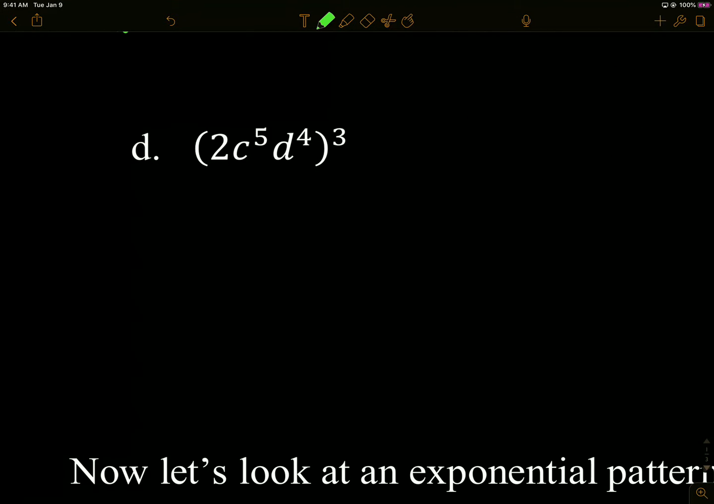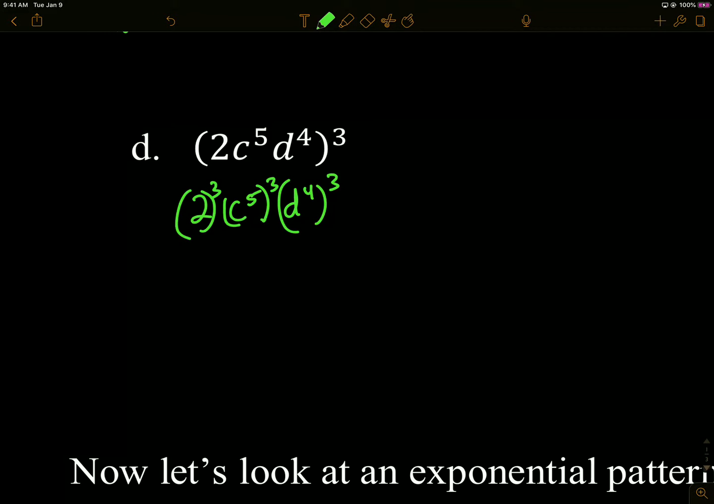All right, so for D, I've got to raise each part to the power of 3, even the number. Remember, this has its own power, 2 to the first. So 2 to the third is 2 times 2 times 2, which is 8. Then this, by the property of power to a power, becomes c to the 15th. And then power to a power here becomes d to the 12th.